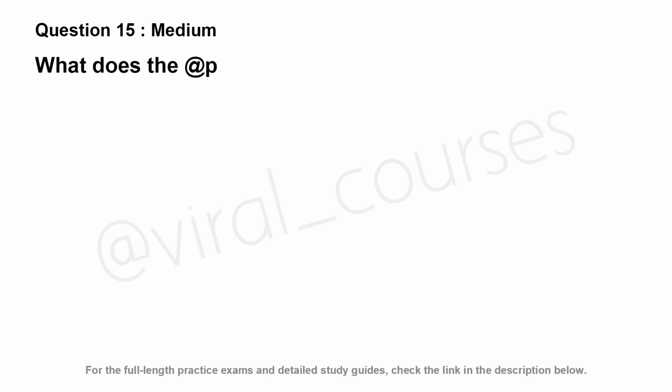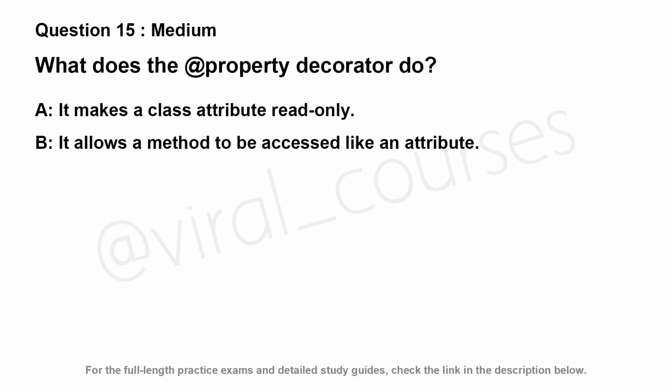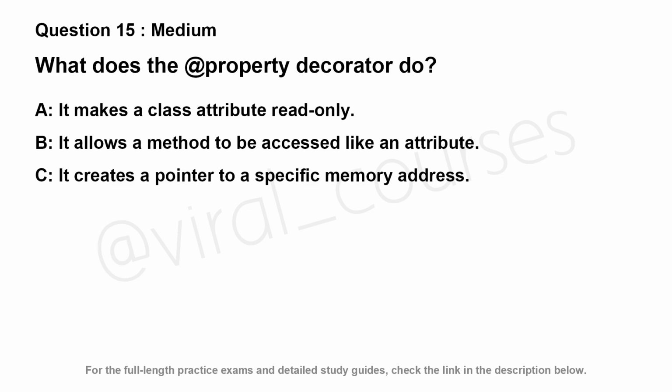What does the @property decorator do? Option A. It makes a class attribute read-only. Option B. It allows a method to be accessed like an attribute. Option C. It creates a pointer to a specific memory address. Option D. It encrypts the variable data.